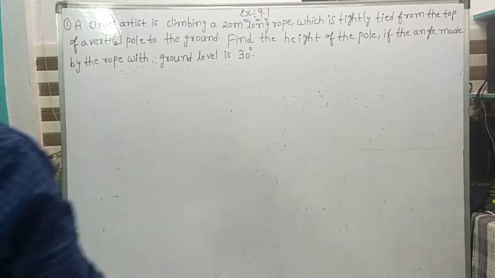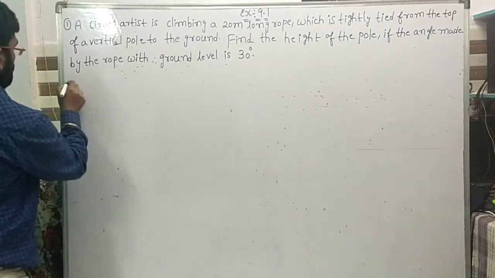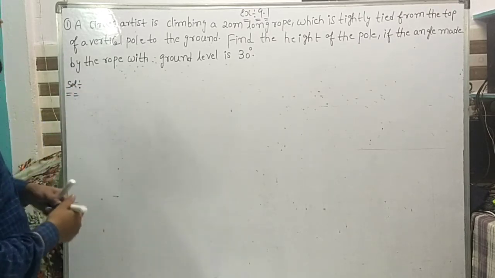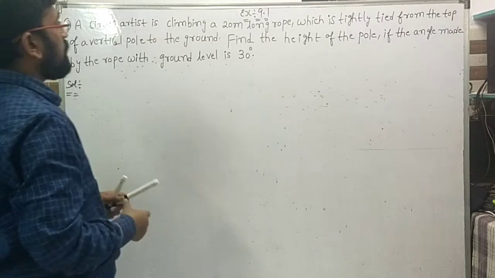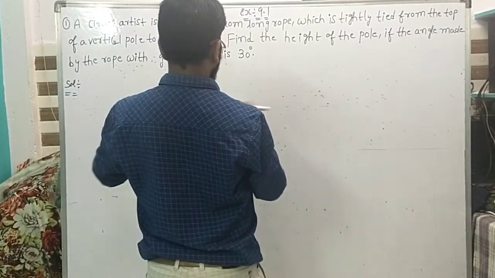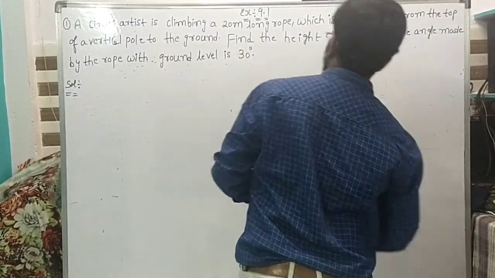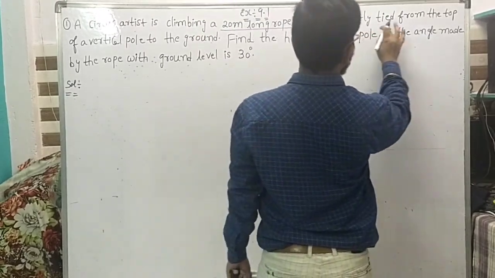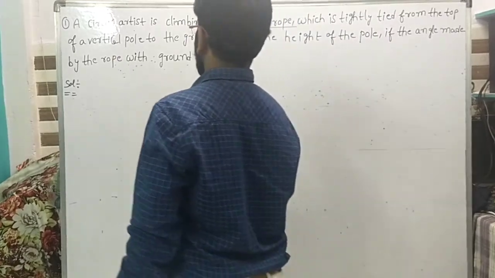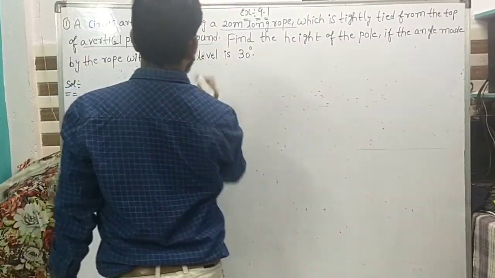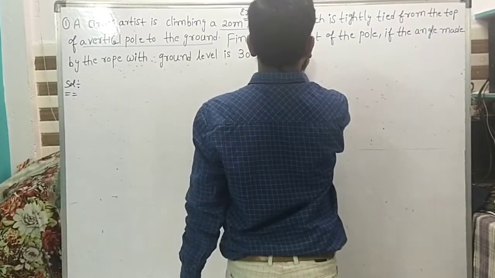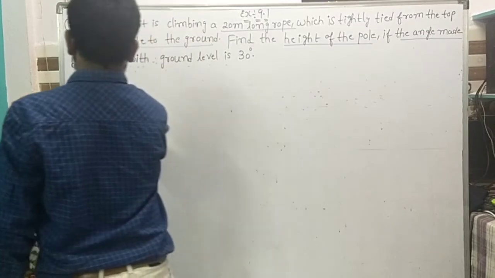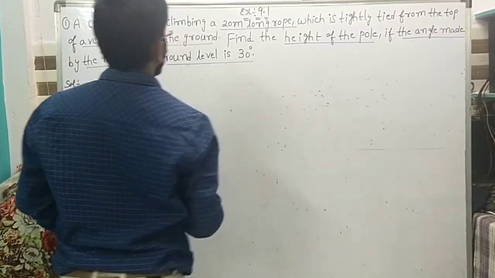So see here, the first question from 9.1 solution. A circus artist is climbing a 20 meters long rope which is tied tightly from the top of a vertical pole to the ground. Find the height of the pole, the angle made by the rope with the ground level is 30 degrees.